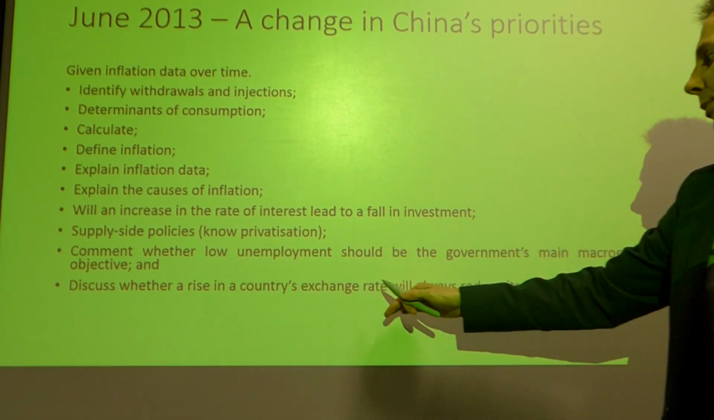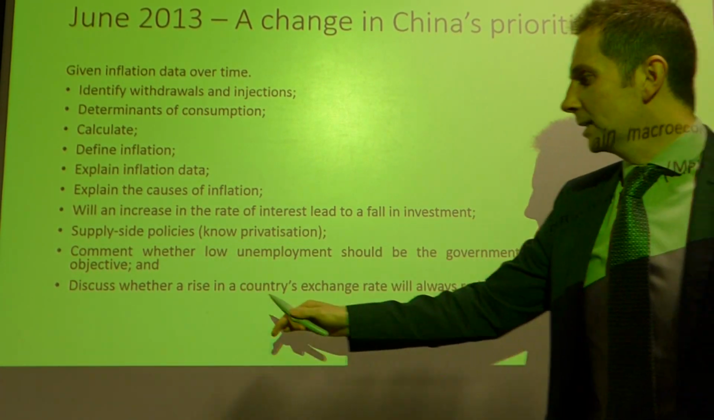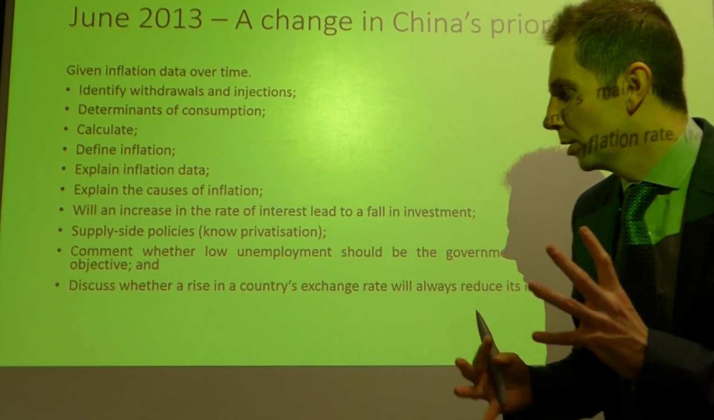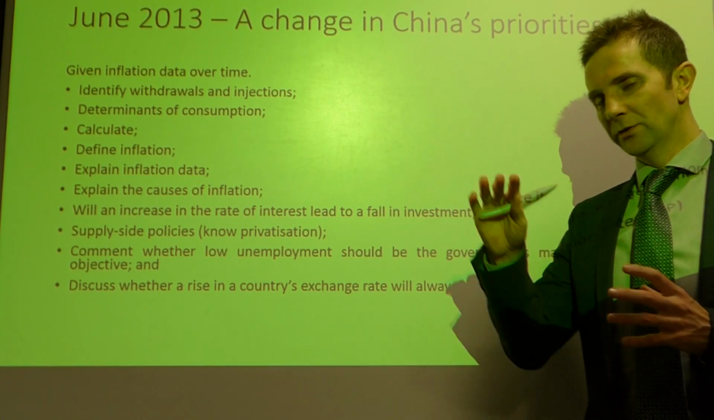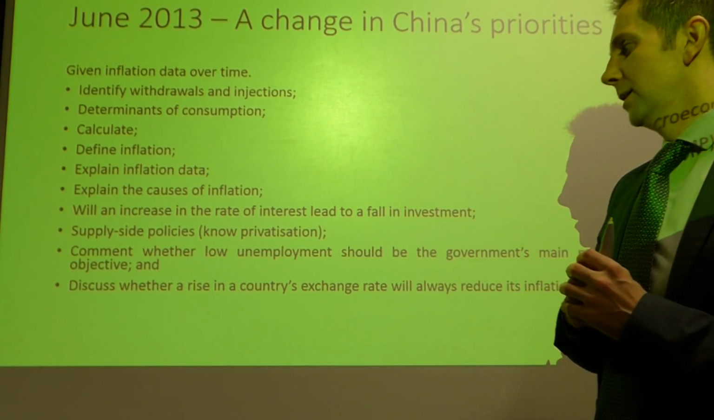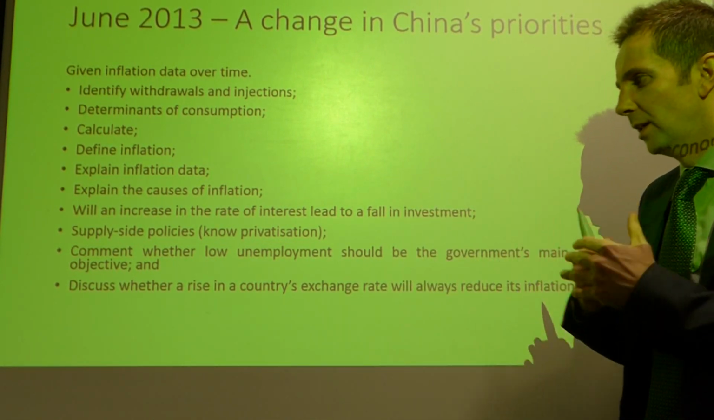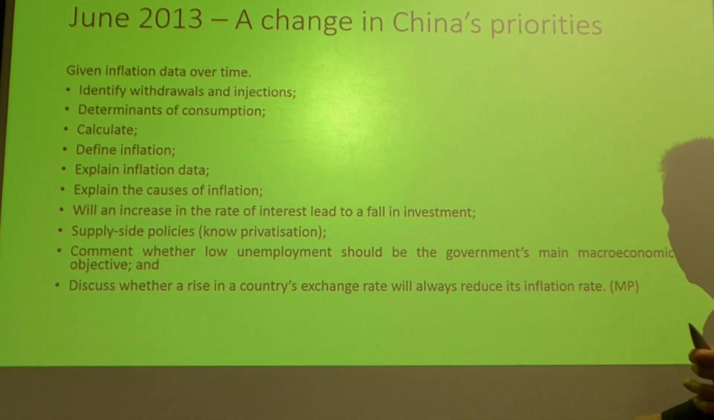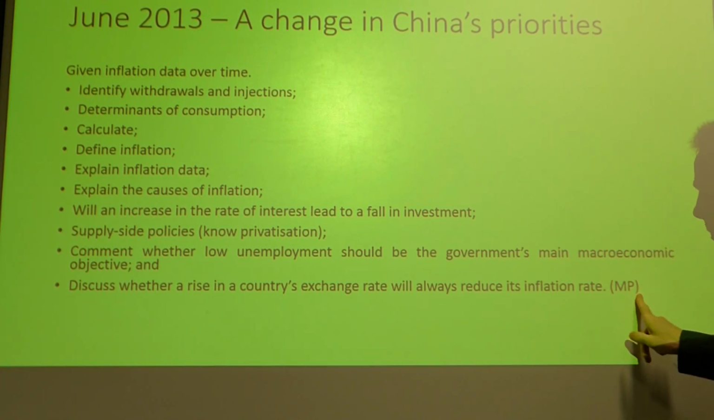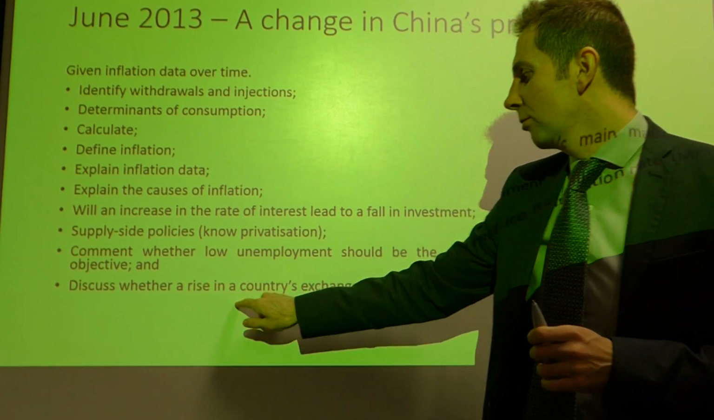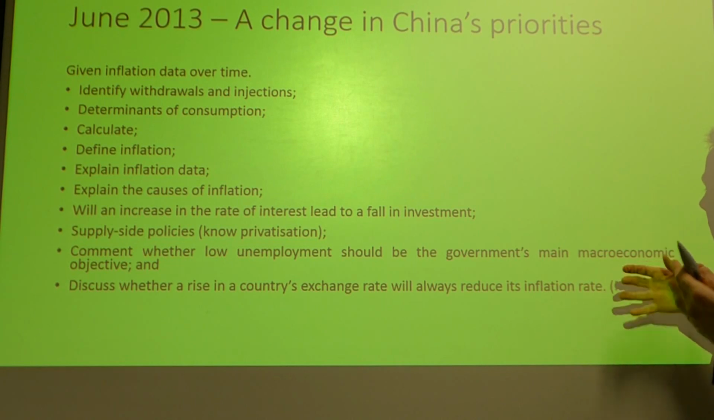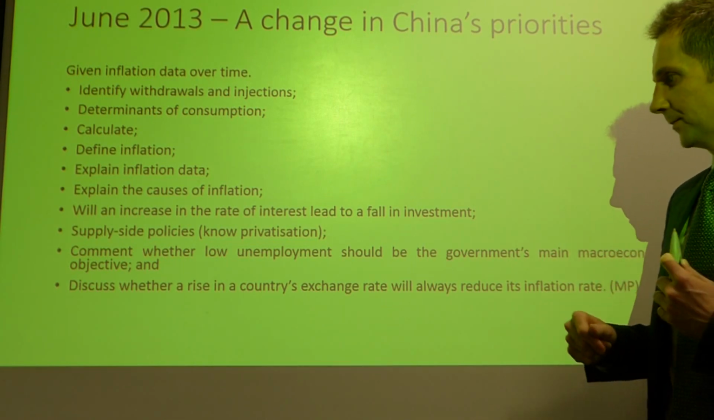Comment whether low unemployment should be the government's main macro objective. So that's all about policy conflicts. Your Phillips curve diagram, the fact that if you try to reduce unemployment you may force inflation upwards, all that type of thing. And then finally, this is more a monetary policy question. Discuss whether a rise in a country's exchange rate will always reduce its inflation rate.